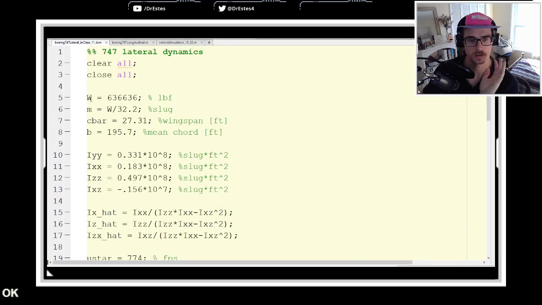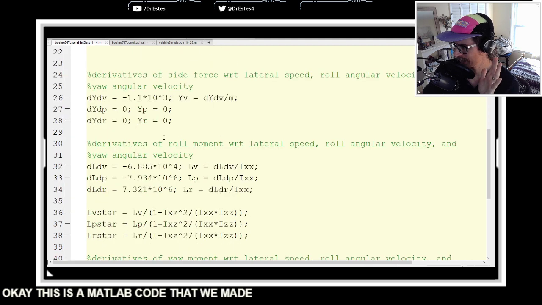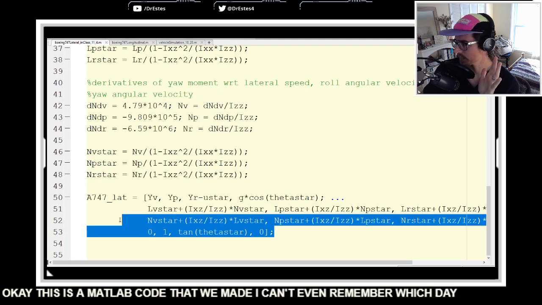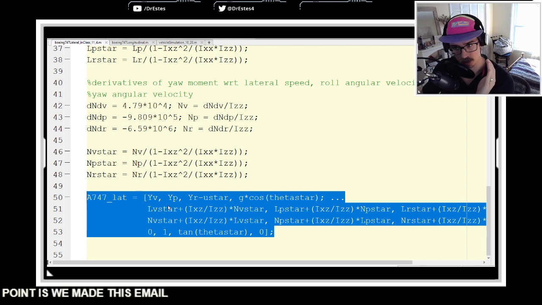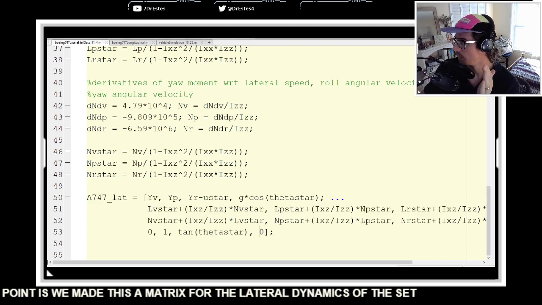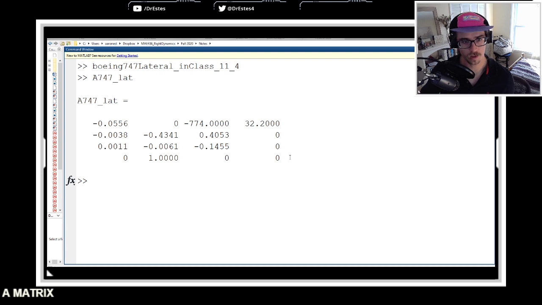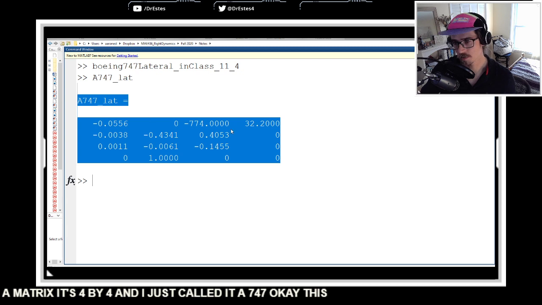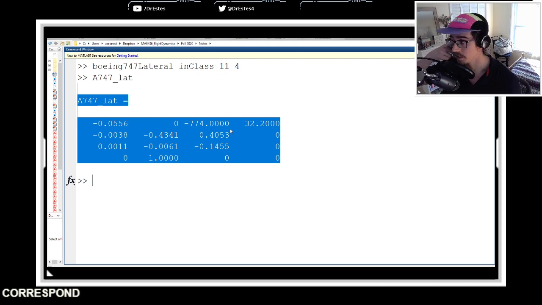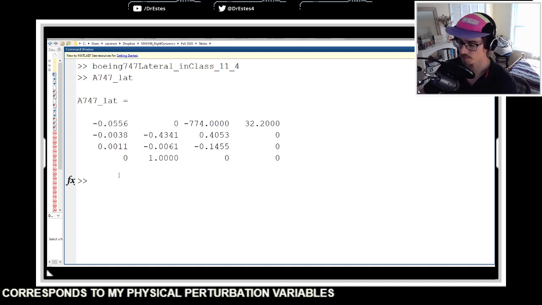Okay, this is a MATLAB code that we made, I can't even remember which day. But the point is, we made this A matrix for the lateral dynamics of the 747. So this is my A matrix. It's 4 by 4, and I just called it A747. Okay, this is in the physical space, and it corresponds to my physical perturbation variables. Let's say I want to go to the modal space. So here we go.